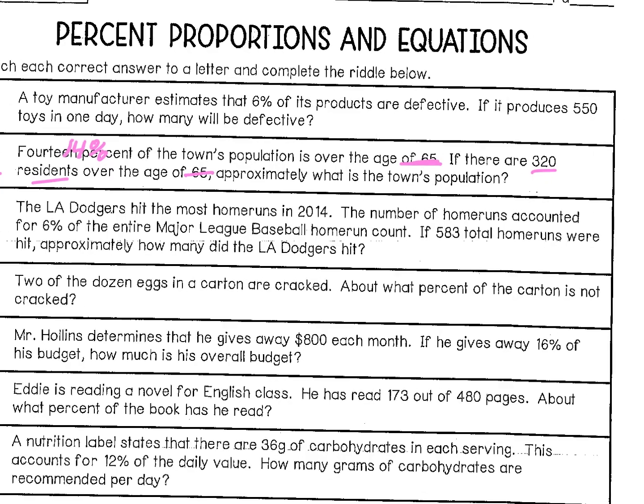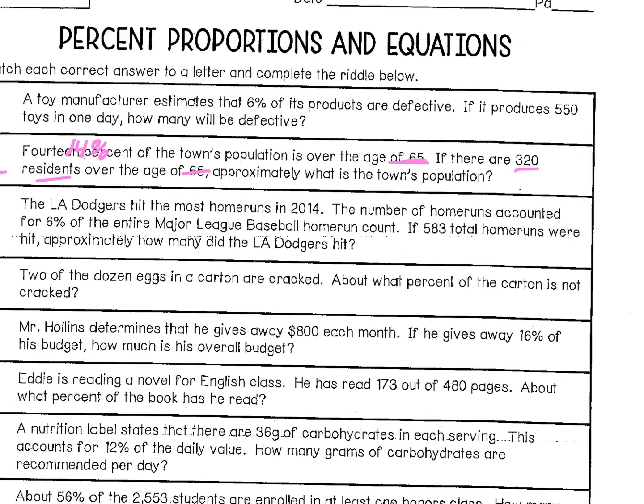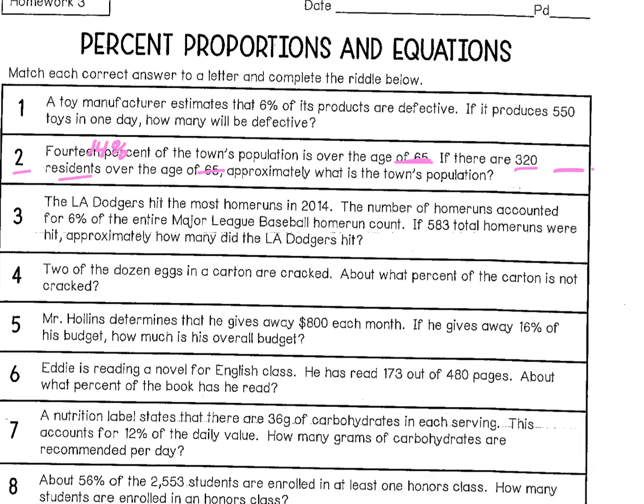Approximately what's the town's population? So they want to know the whole. So when you're filling this in, you're going to do 14 over 100 is equal to 320 is parts over your whole there. Okay? Just getting you started on that one. Remember, with population, we can't have a part of a person, so you have to round up to the nearest whole.